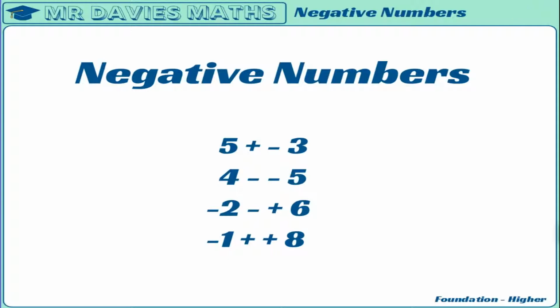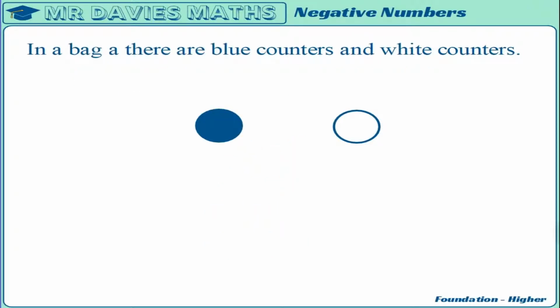Right, so when I'm looking at negative number questions, I'm going to think of two things: positive one and negative one. When I think of a positive one, I'm going to colour a blue circle in. When I think of a negative one, I'm going to think of an empty circle. Okay, so let's have a look at a typical question.